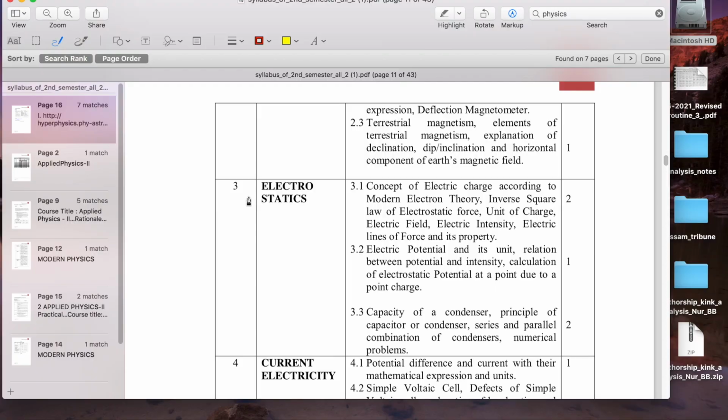So in this series of lectures, I'm going to first start the topic electrostatics. Okay. So what is there in this chapter's syllabus, you can see here.